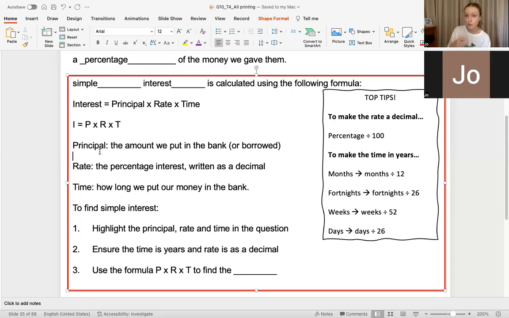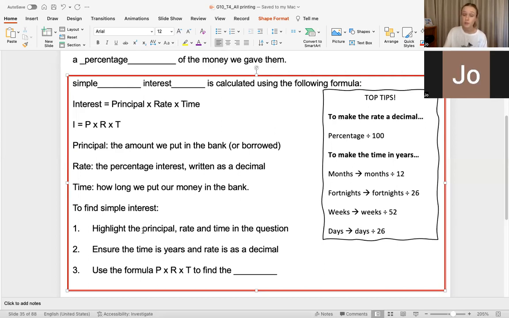So it can work in reverse where we borrow money from the bank and have to give it back at the end of like a year or 5 years, but we also have to give them little bits in between to say thank you for letting us have your money. The rate, as I said, that's the percentage, and it's written as a decimal. The time, that's how long we give our money to the bank or how long we borrow money from the bank.